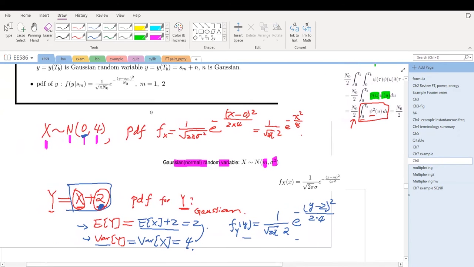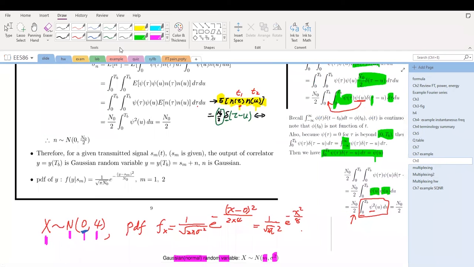After this review, let's look at the output of the receiver. To simplify the notation, I drop this bracket TB. I use the notation y, just one scalar. This is a value to represent the output of the correlator. This is the same notation as in our textbook. Before, we had the integrator output at TB equals s_m plus n. Now I have y equals s_m plus n. s_m is the coefficient of the geometric representation for the transmitted signal. This n is noise, which is Gaussian with zero mean and variance N0 divided by 2.